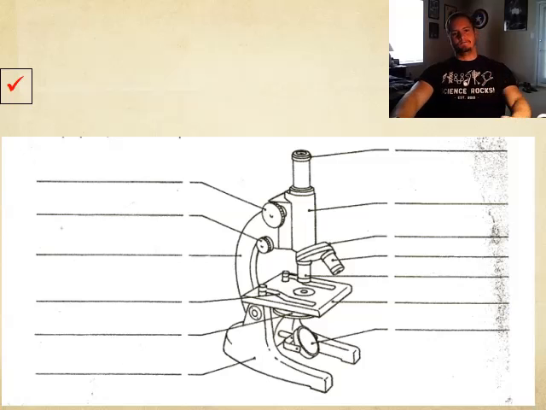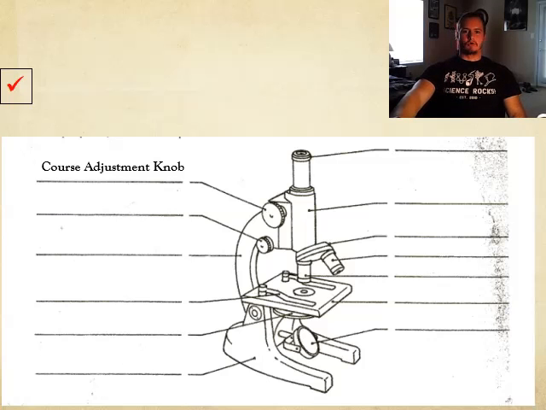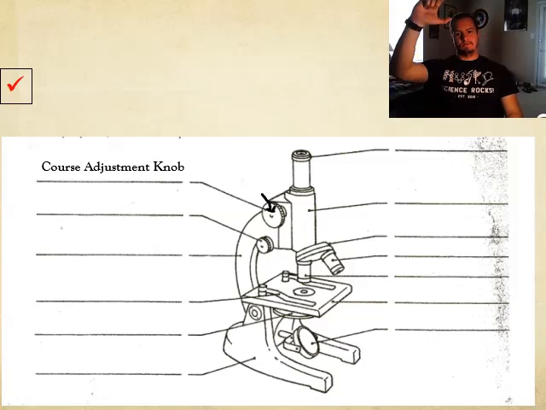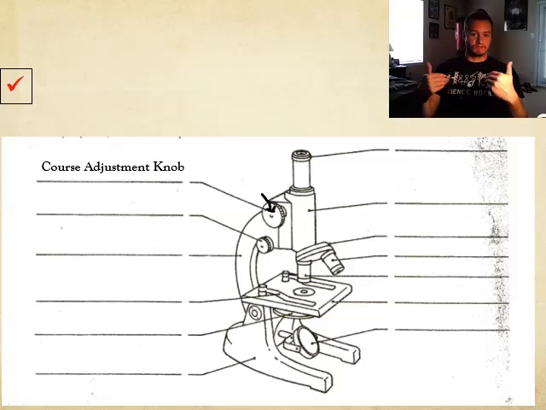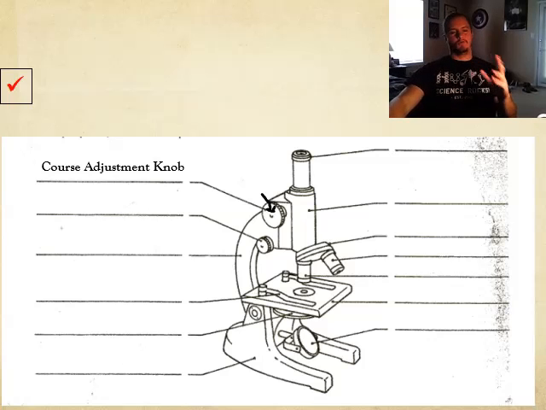Our first one is the coarse adjustment knob. The coarse adjustment knob can be found right here. What it does is it moves the top part of the microscope, the lens, the eyepiece, the body tube, up and down. Or in some cases, with the ones we have, it will move the stage, or what we're looking at, up and down. Now, you want to use this primarily at low power.